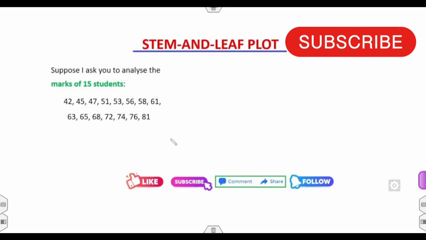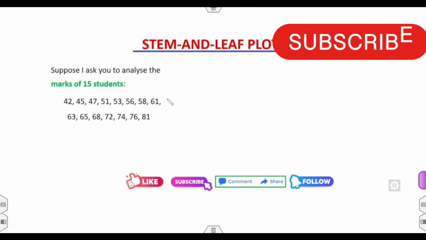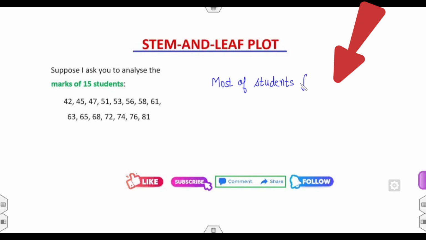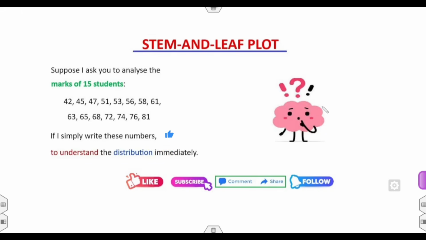Assume I have to analyze the marks of 15 students, which is seen on your screen. Based on these 15 marks, can you tell me where most of the students fall? Where do the marks of most of the students fall? How many students are less than the average? How many students are on the extreme observations? That is not an easy target just by looking at the information. Another way is we can simply write these numbers, but it is very difficult to understand the distribution immediately.